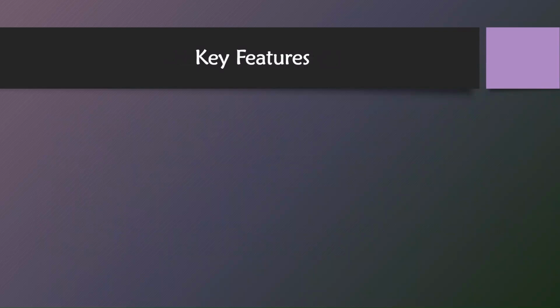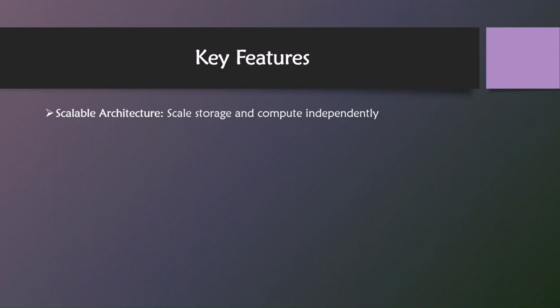So let's understand the key features of AWS Redshift. In this, first we have a scalable architecture. AWS Redshift offers the ability to scale storage and compute resources independently. This means that as data grows, you can increase the storage capacity without having to scale the compute power and vice versa. This flexibility helps optimize cost and performance, allowing you to adjust resources based on workload demands.